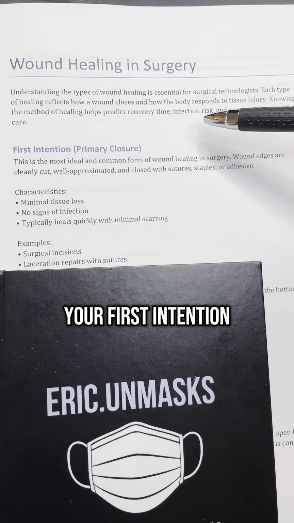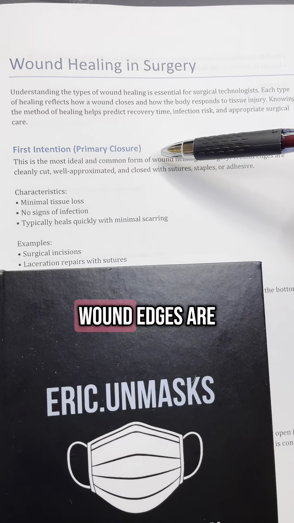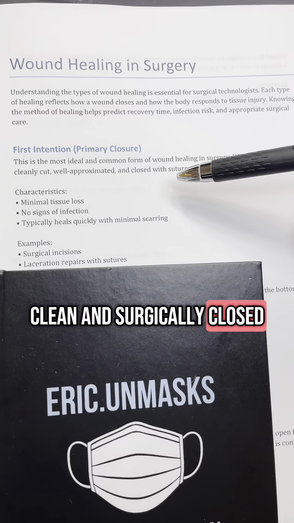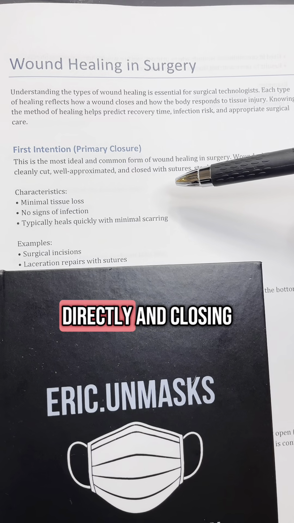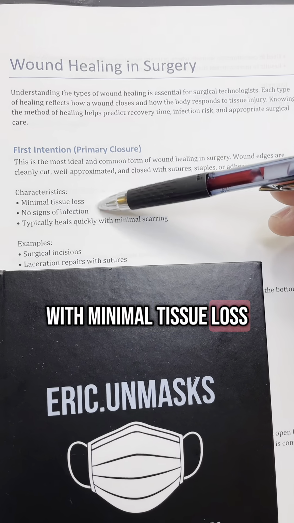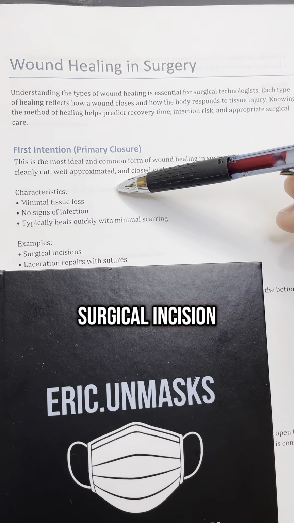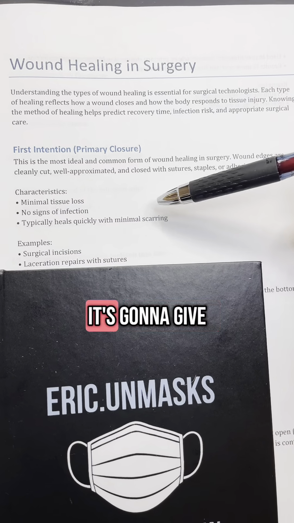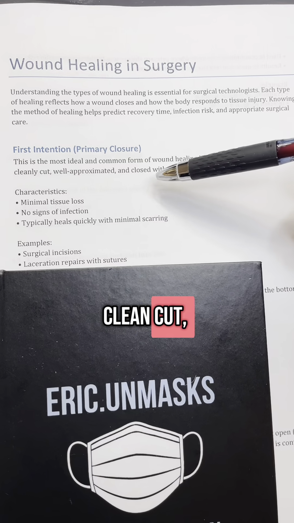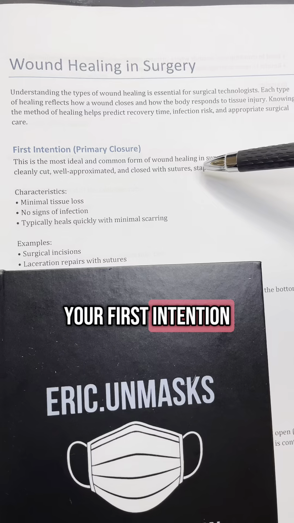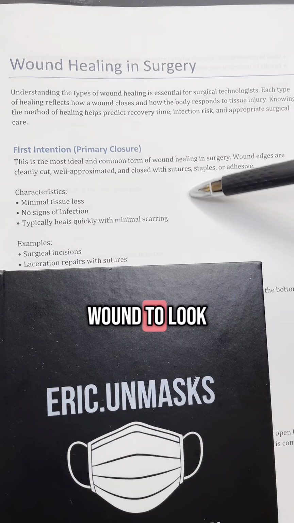Your first intention, which is primary intention, that's when your wound edges are clean and surgically closed using sutures or staples. It allows the wound to heal directly and closing with minimal tissue loss. So it's going to be like a surgical incision, clean laceration. It's going to give you a fast healing and a minimal scarring and a low infection rate. So think of it as like clean cut, closed shut. Your first intention is the way you want your wound to look and heal.